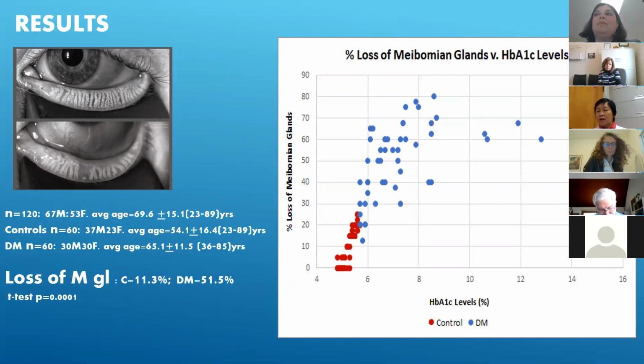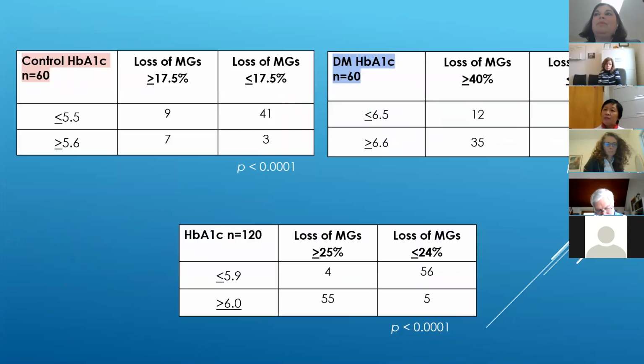You'll see greater loss of meibomian glands. Next slide, please. Looking at the controls, splitting it with less than 5.5% hemoglobin A1C and greater than 5.6% hemoglobin A1C, we found those with the lower hemoglobin A1C to have a loss of meibomian glands of less than 17.5%. And in diabetics, where the hemoglobin A1C was 6.5 or less, and those with 6.6% hemoglobin A1C or more, the loss of meibomian glands greater than 40% were in the higher hemoglobin A1C group.